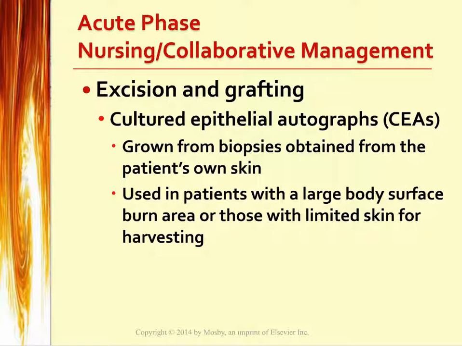In a patient with large body burns, only a limited amount of unburned skin may be available as donor sites for grafting, and some of that skin may be unsuitable for harvesting. Cultured epithelial autograft, abbreviated CEA, is a method of obtaining permanent skin from a person with limited available skin for harvesting. CEA is grown from biopsy specimens obtained from the patient's own unburned skin. This procedure is performed in suitable patients in some burn centers as soon as possible.